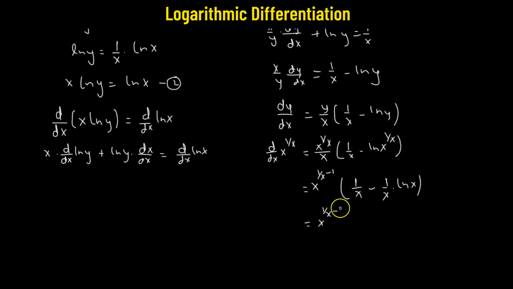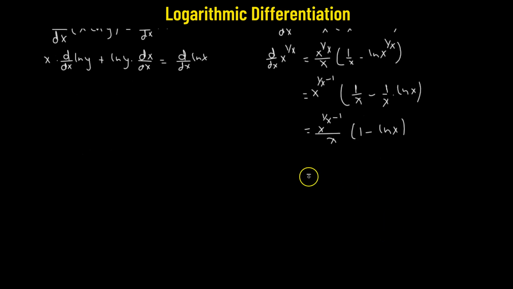x raised to the power of 1 over x minus 1 divided by x multiplied by 1 minus log of x, or simply x raised to the power of 1 over x minus 2 whole multiplied by 1 minus log of x. So this is the value of the derivative with respect to x of x raised to the power of 1 over x.